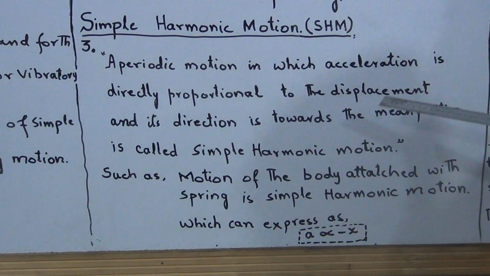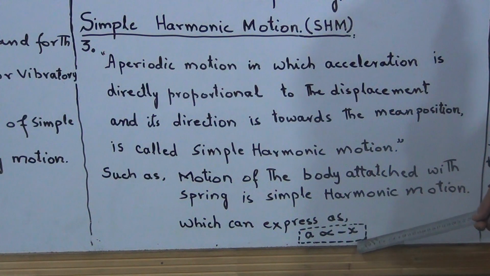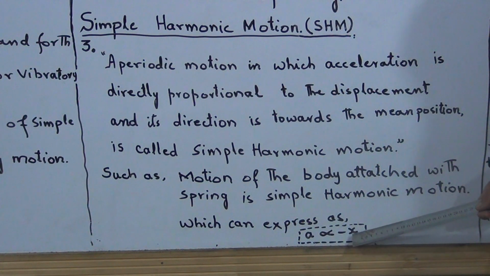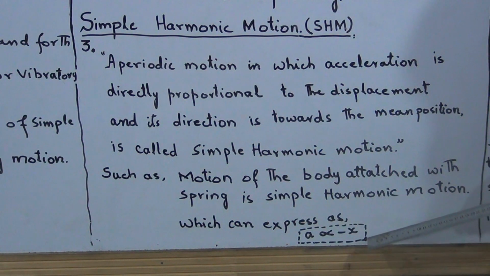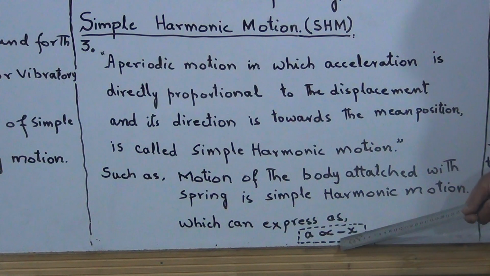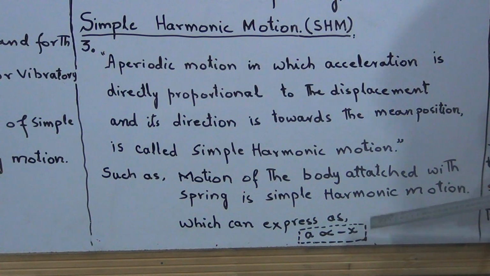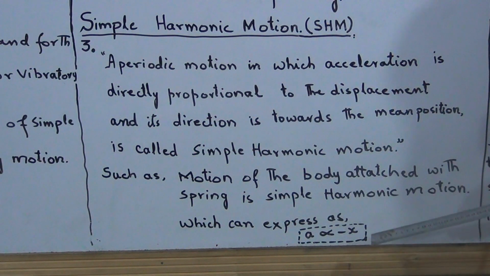Simple harmonic motion can be expressed as a is directly proportional to minus x, where a is acceleration and x is displacement. Greater is the displacement, greater is the acceleration, and the direction of acceleration is towards the mean position. This negative sign shows the direction of acceleration towards the mean position. So the body attached with the spring placed horizontally is a simple harmonic motion.